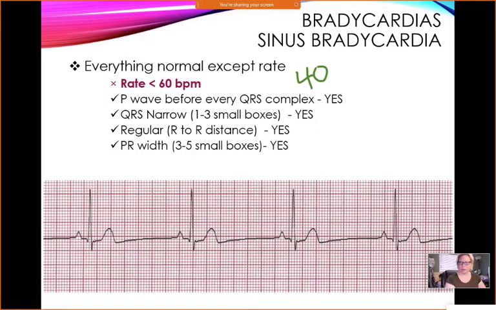So now we know that its rate is 40. Do we have a P wave before every QRS? Well, there's one, there's one, there's one, there's one. Yes, we do. Is our QRS narrow? It is 1, 2, 3 small boxes. That's correct, because it is about 1 small box right there, maybe 2, but it is between 1 to 3, so we are good with that.